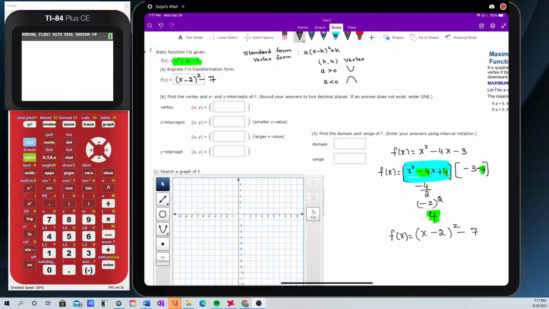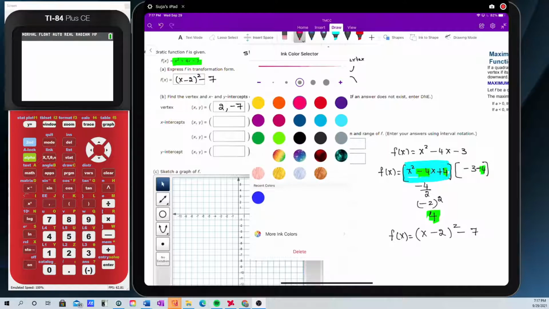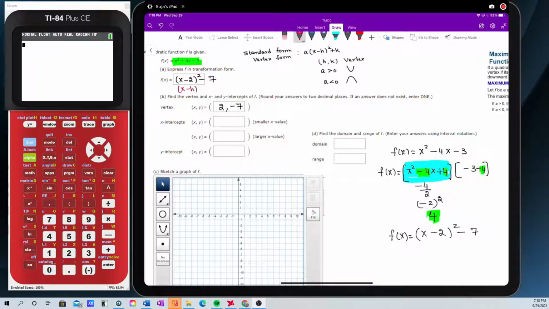Okay. The next step is asking me to find the vertex and the x and y-intercepts of f. Round your answers to 2 decimal places. If the answer does not exist, put DNE. So for the vertex, as I've told you, if you write it in this form, x minus h the whole squared plus k, then h would be 2 and k would be negative 7. So 2 comma negative 7 is my vertex.